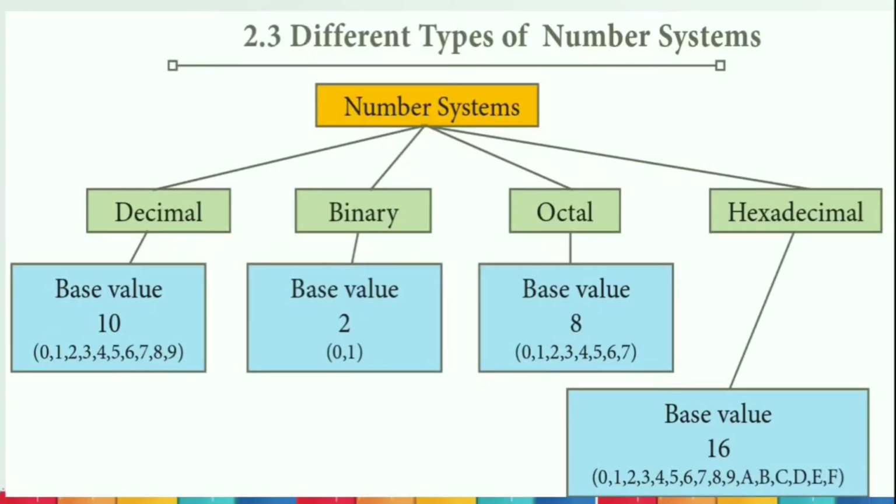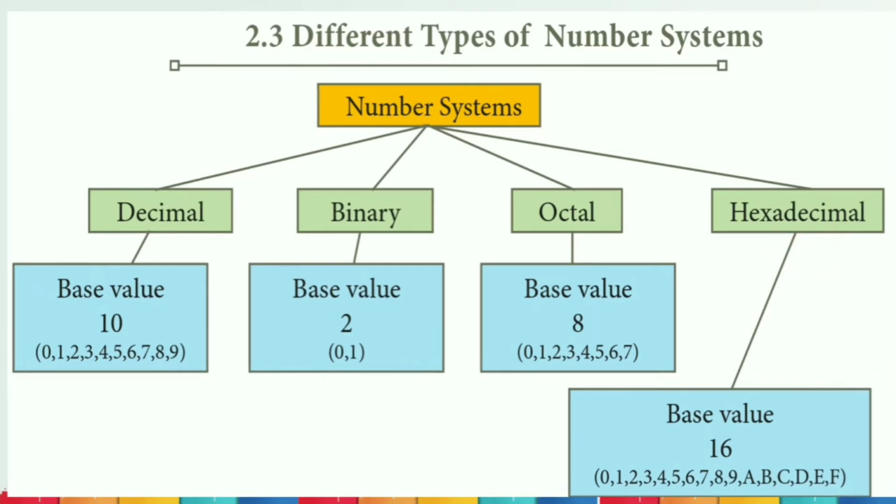In the previous class, you have learned about data representation and now we are going to learn about number systems. Here we have four different types of number: decimal number, binary number, octal number, and hexadecimal number. So you'll be learning about all these number systems in detail. So let's see one by one.